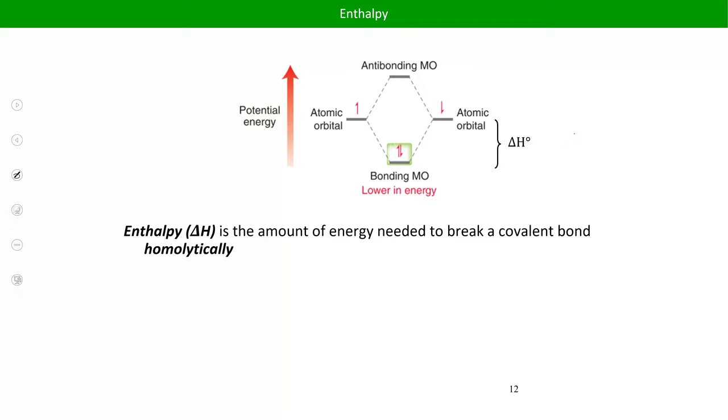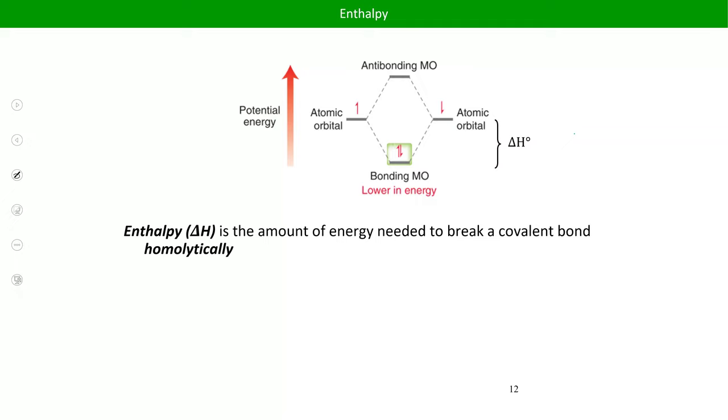One of our definitions of enthalpy is the energy required, and that shouldn't be delta H. Enthalpy, just H, is the amount of energy needed to break a covalent bond homolytically, meaning you split it back up into its atomic orbitals. So you wind up with one atom takes its electron and goes one way, the other atom takes its electron and goes the other way. You wind up with two free radicals, a very unstable situation. Basically, you just undo forming the bond.